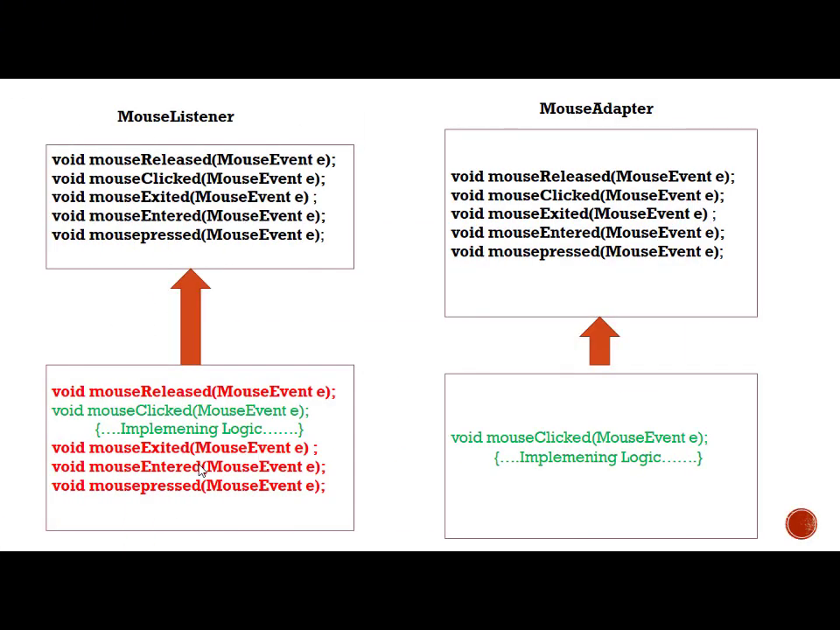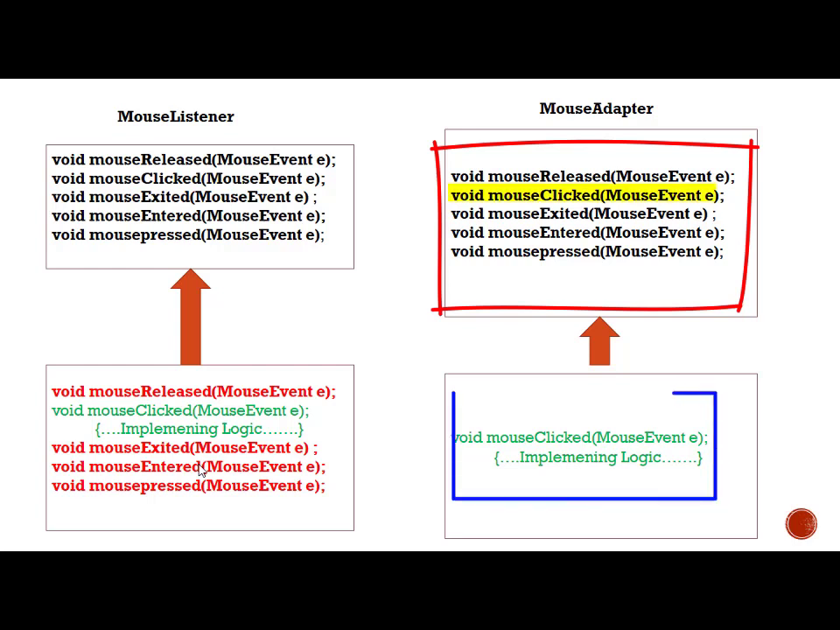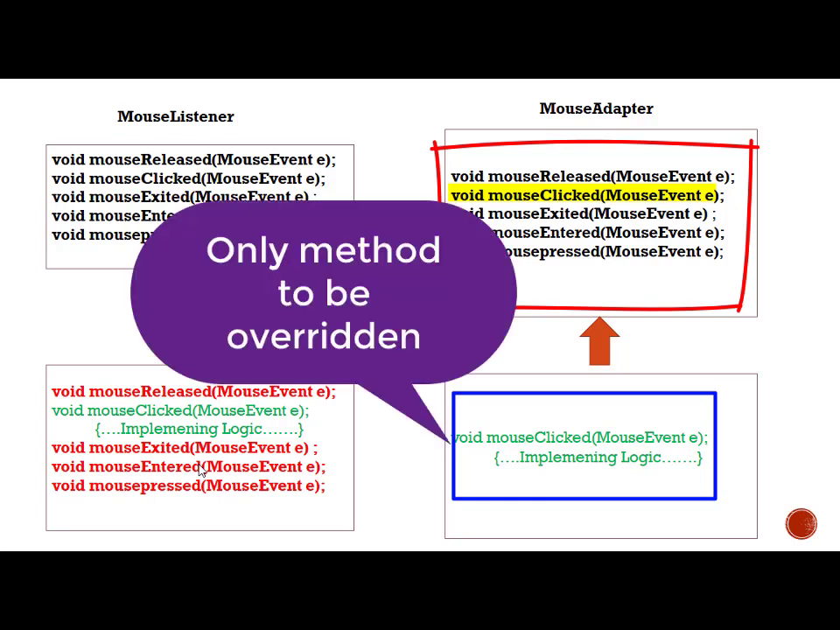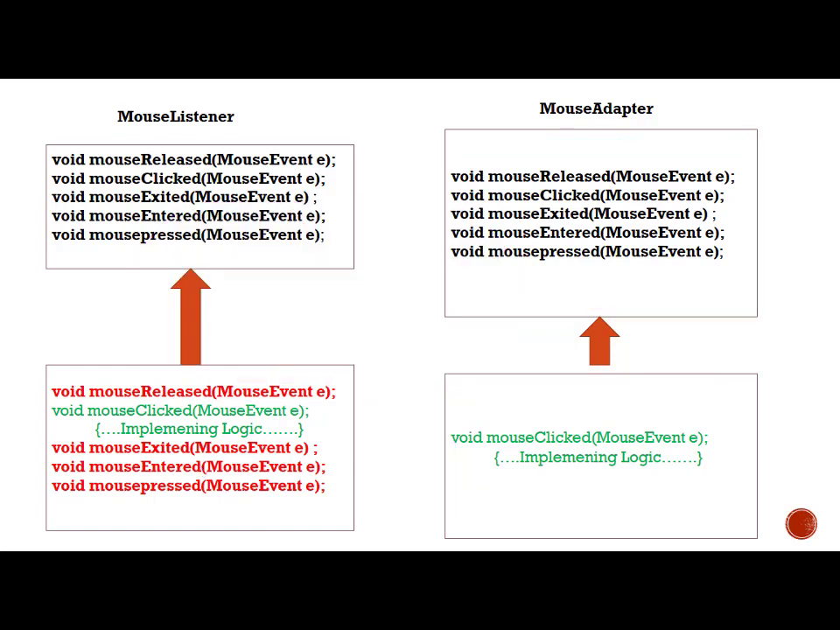Now you see what's happening in the MouseAdapter. MouseAdapter also has these five methods, but when you extend the MouseAdapter class, you only have to implement the mouseClicked method. That means you don't have to give the empty implementation of the other four methods. Thereby you are saving the programmer's time and also the number of lines of code. That is the only reason we use adapters over listeners.